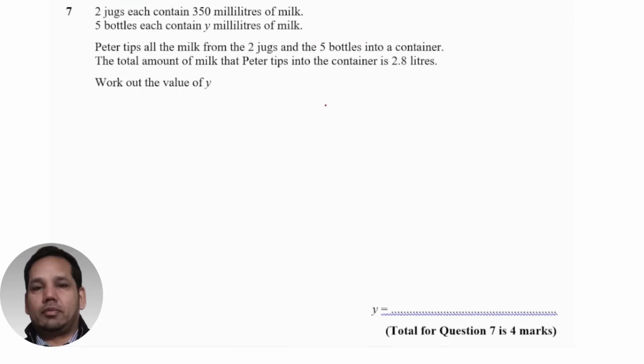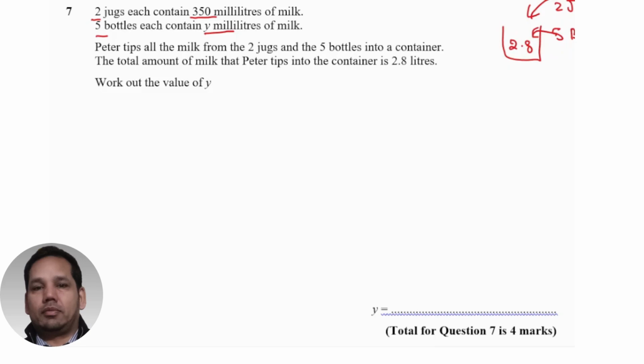Number 7 says 2 jugs each contain 350 milliliters of milk. 5 bottles contain Y milliliters of milk. We don't know how many milliliters are in the bottles. Peter tips all the milk from the 2 jugs and the 5 bottles into a container. So let's say there is a container. So we have put in there 2 jugs and 5 bottles. The total amount of milk that Peter tips into the container is 2.8 liters. Work out the value of Y.